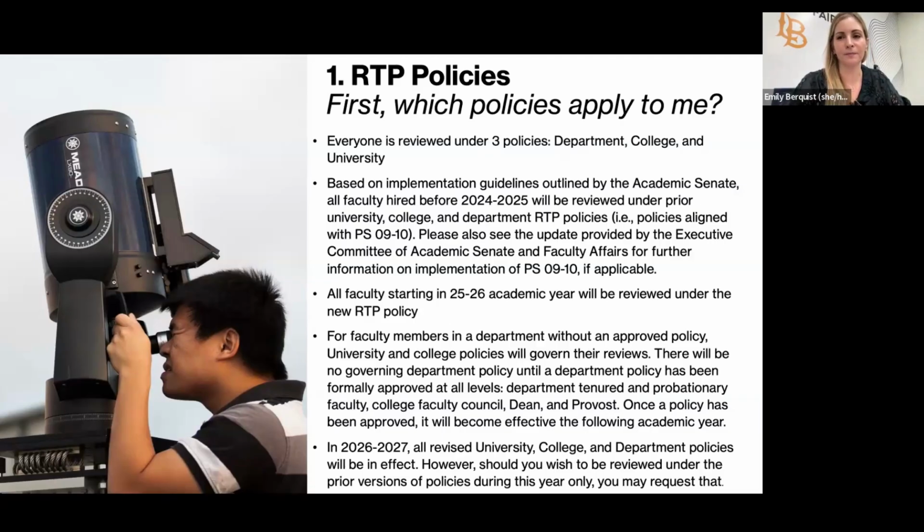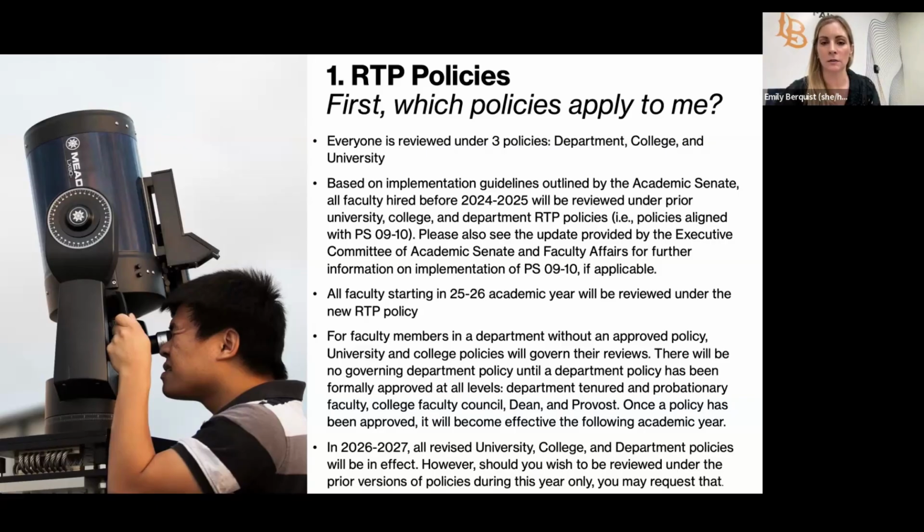Based on implementation guidelines outlined by our academic senate, all faculty hired before the 24-25 academic year will be reviewed under prior policies. Please also see the update provided by the Executive Committee of Academic Senate and Faculty Affairs for further information on this. If you're starting this year in the 25-26 academic year, you are automatically going to be reviewed under the new RTP policy.